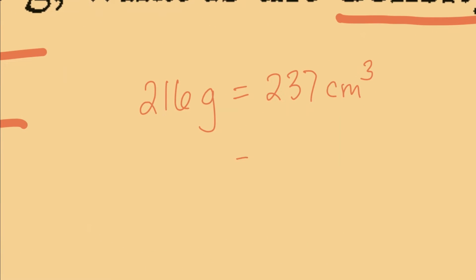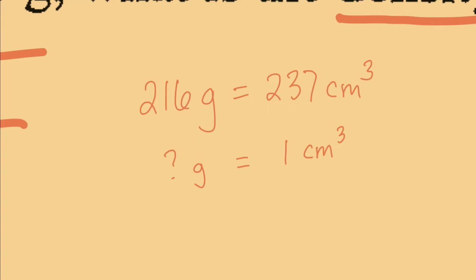And then I know we're looking for the number of grams in how many cubic centimeters? 1 cubic centimeter, because we're looking for the density. We're looking for the number of grams. We're looking for the mass of 1 cubic centimeter of olive oil.